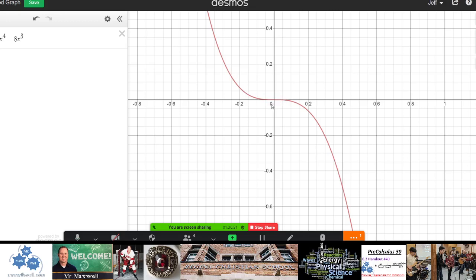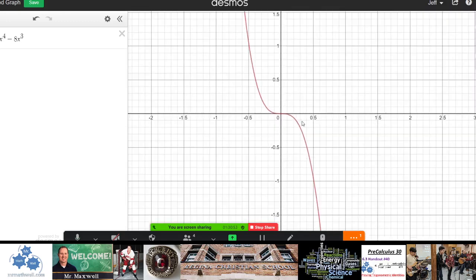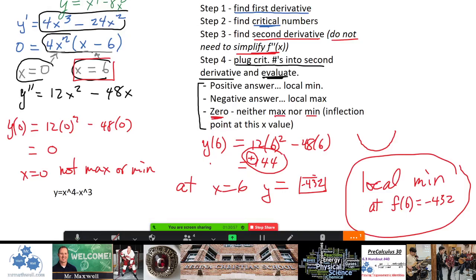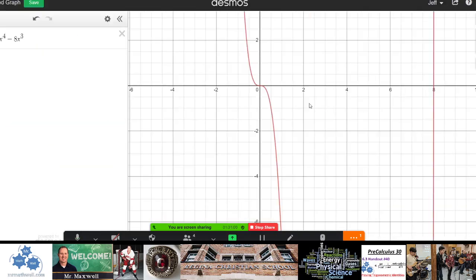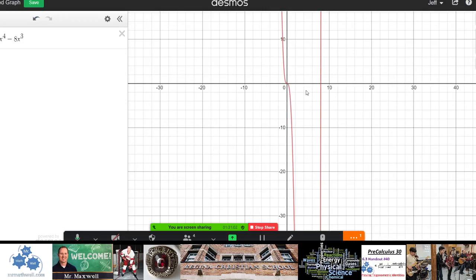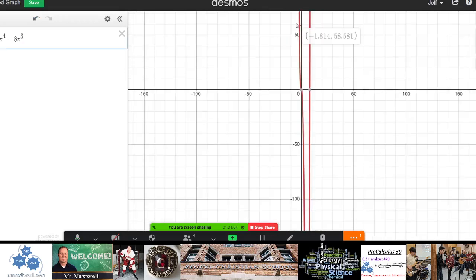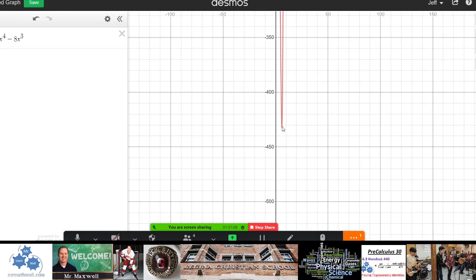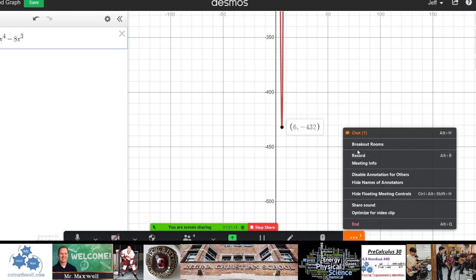All right, so concavity does change there. And of course, at x equals, what was it? X equals 6, we should have a local min way down at negative 432, which is going to be tough to see on this diagram. Oh, there we go. Negative 432. See that? Okay, so there we go. It's confirmed by our graph.